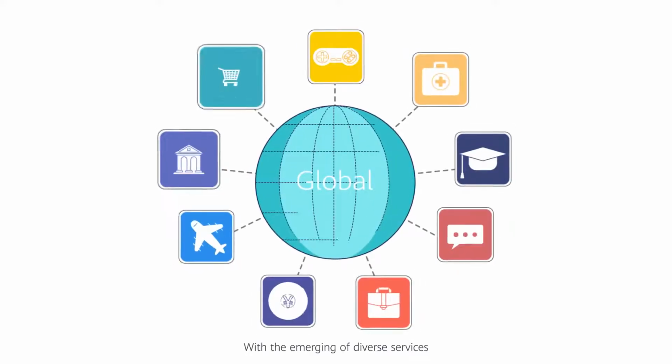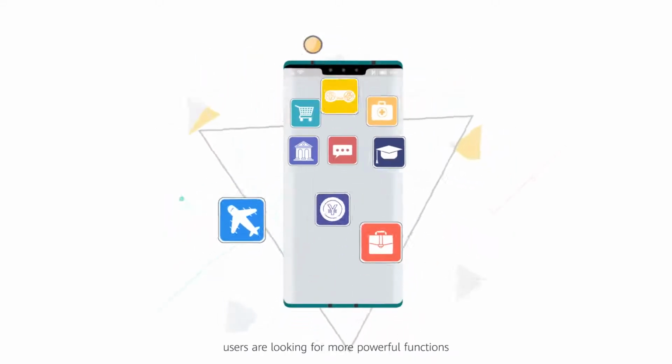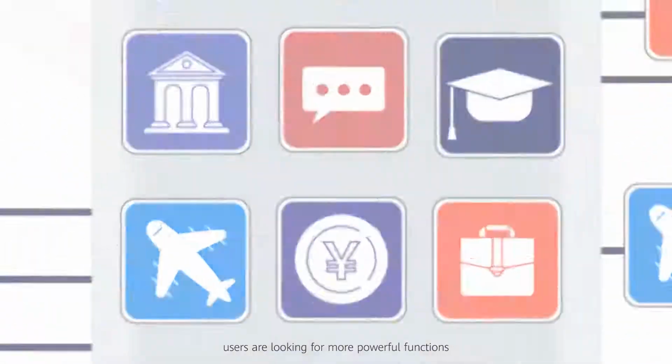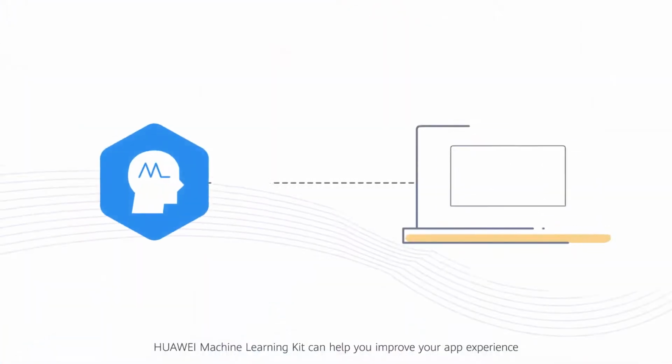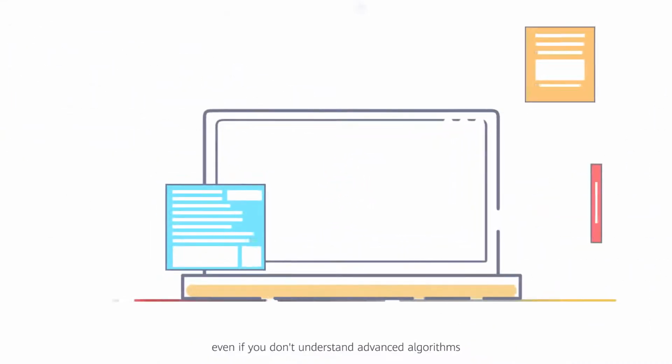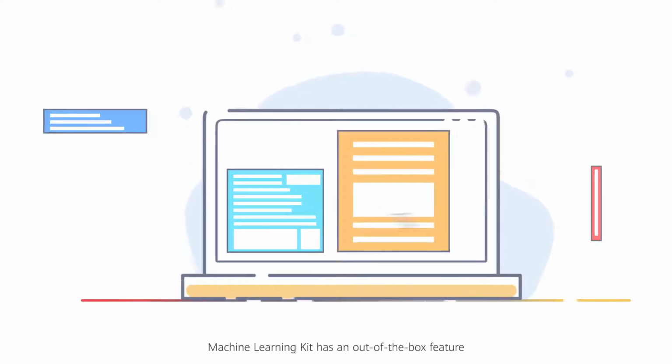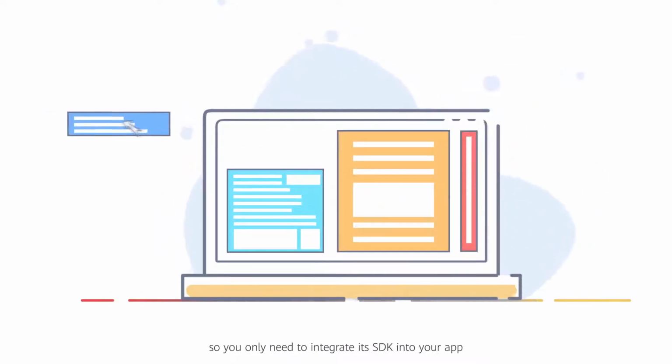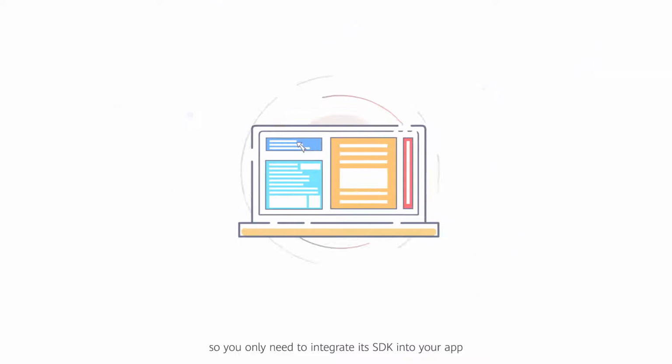With the emerging of diverse services, users are looking for more powerful functions. HUAWEI Machine Learning Kit can help you improve your app experience even if you don't understand advanced algorithms. Machine Learning Kit has an out-of-the-box feature, so you only need to integrate its SDK into your app.